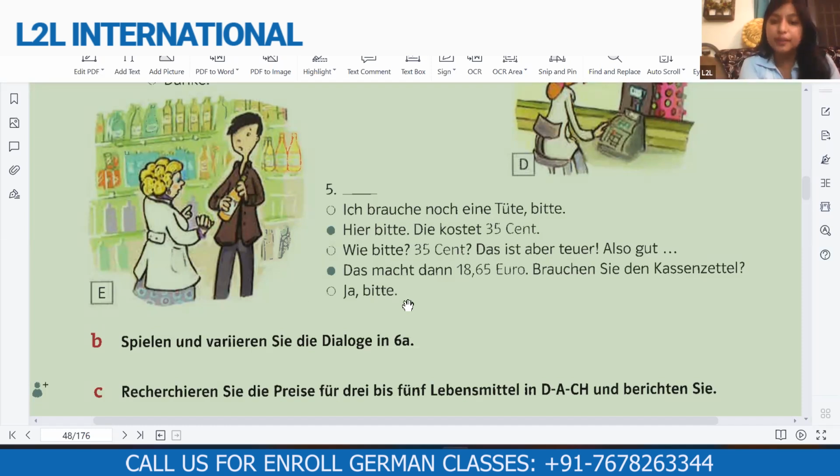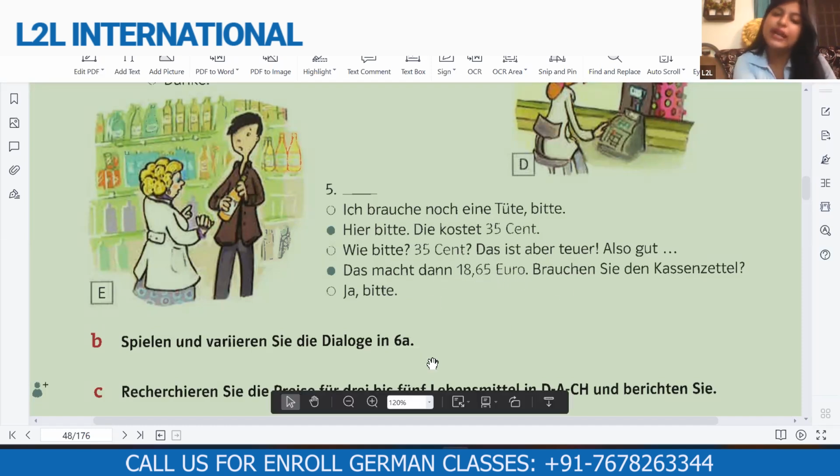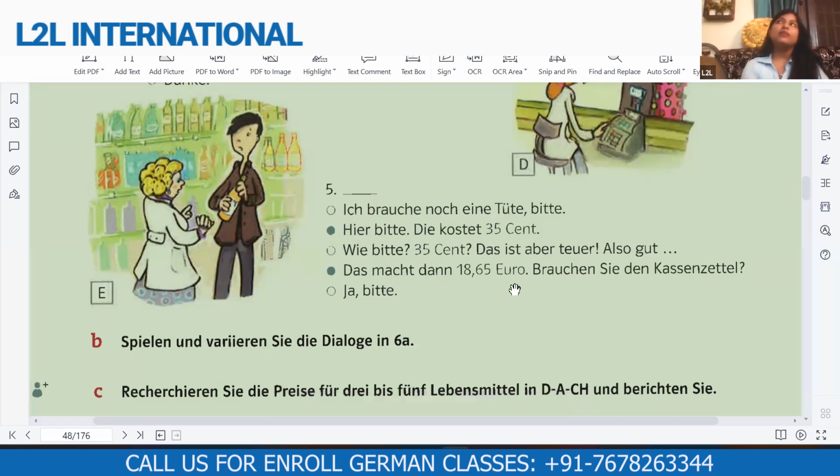Then the person says, das macht dann. Das macht dann is a way to tell the total amount of whatever things you have bought. This is the total amount. Das macht 18 €65. The total is 18 euro 65. So 18 euro is approximately 1700 rupees in INR. So the total amount that she has to pay is 1700 something.